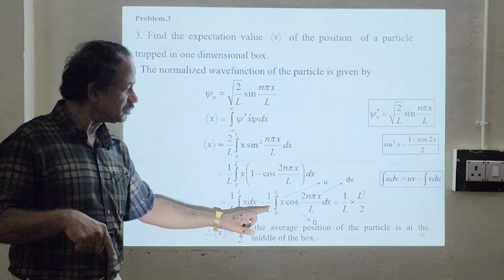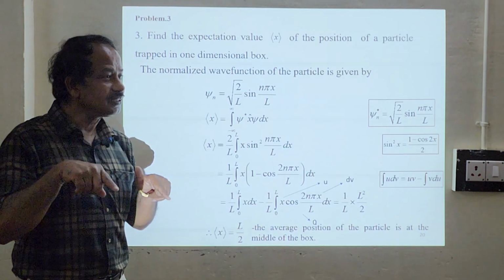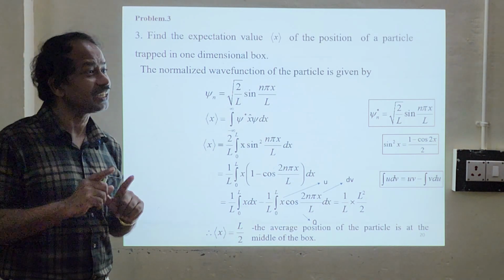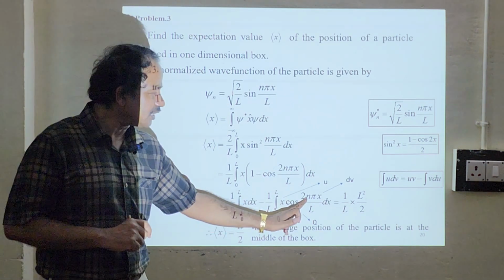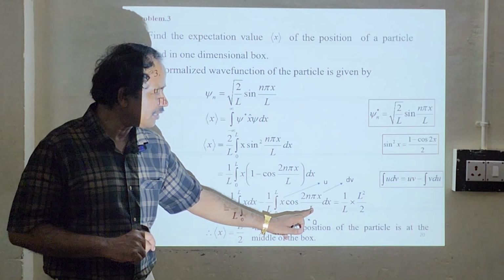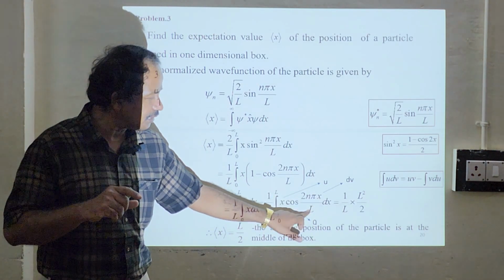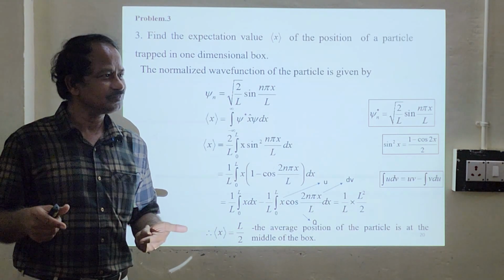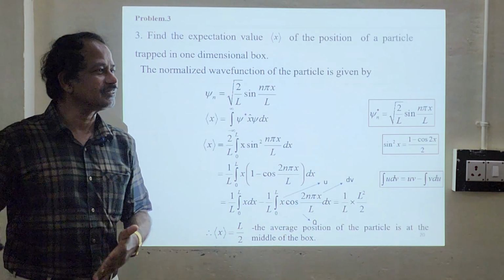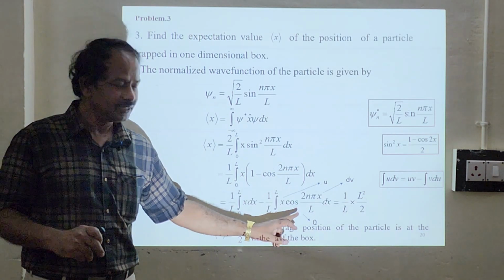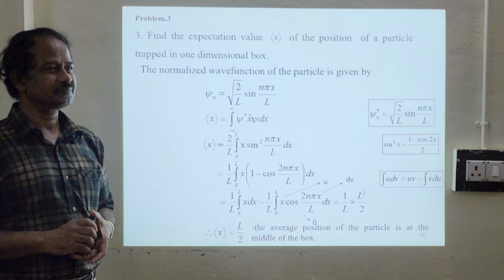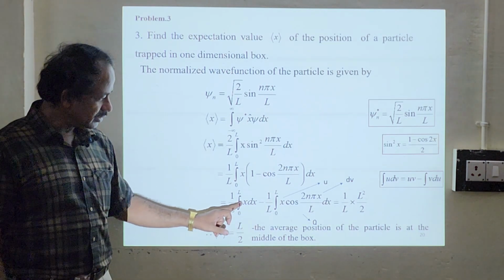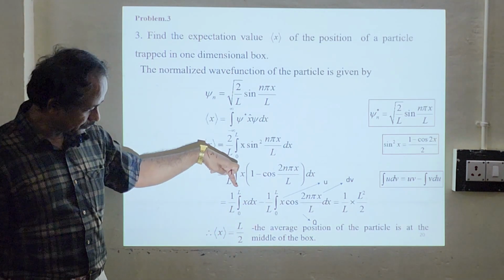You just substitute the limit 0 and L. This will become 0, since sin 0 is 0. You have sin of 2 n pi divided by L times L, so L will cancel, giving sin 2 n pi, which is 0. So you need not calculate anything; you can just imagine and say that this becomes 0. Is it clear?